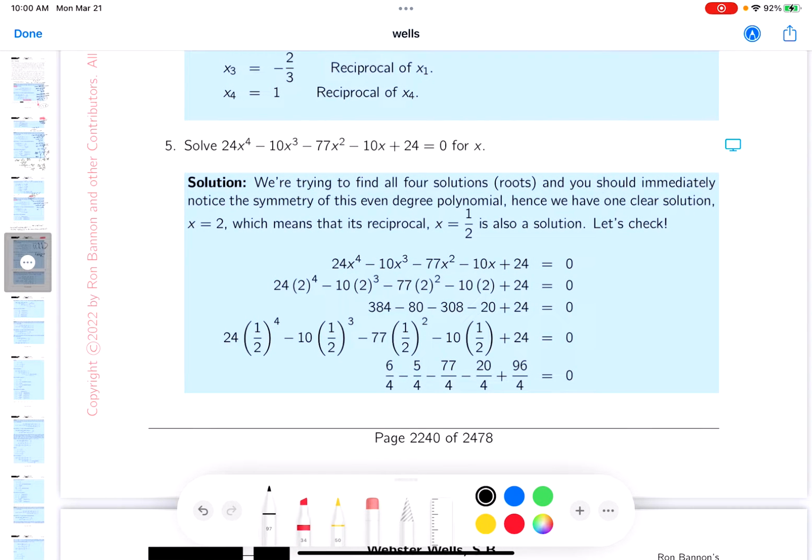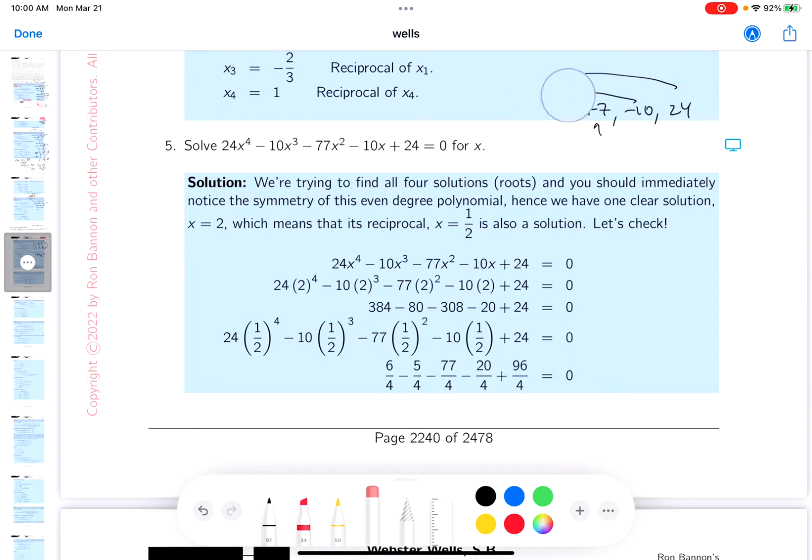Okay, for number 5, just writing the coefficients down, it's very symmetric. Let's put this down. 24, minus 10, minus 77, minus 10, 24. So again, you see symmetry here. 24, 24, minus 10, minus 10, and this guy's in the center here.